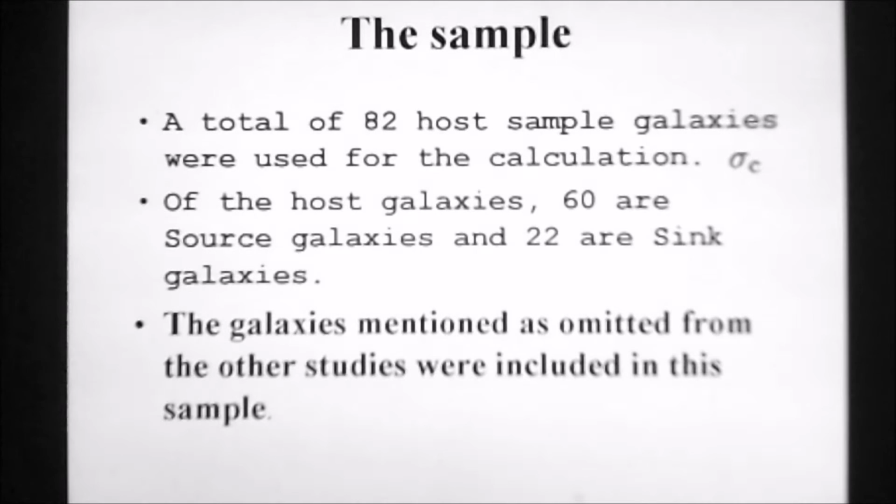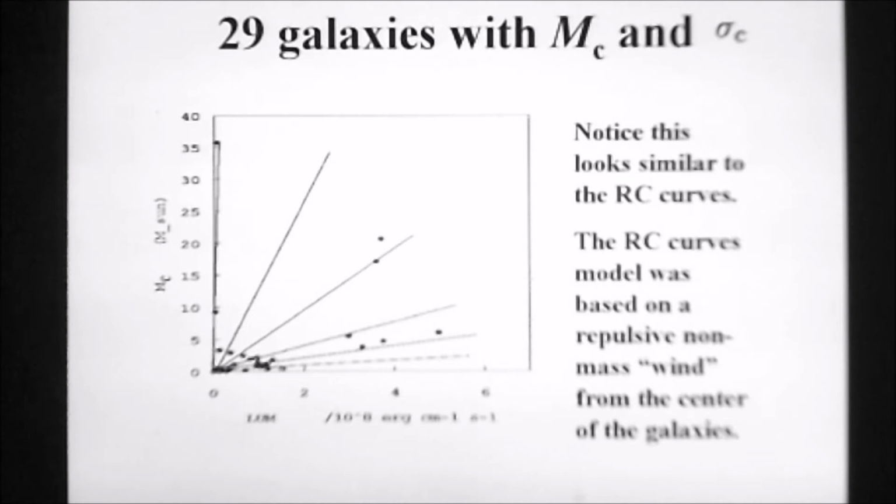A total of 82 host sample galaxies were used for the calculation. Of the host galaxies, 60 are source galaxies and 22 are sink galaxies. Source galaxies are spiral galaxies, sink galaxies are elliptical galaxies. The galaxies mentioned as omitted from the other studies were included in this sample. 29 galaxies had both a central mass and a central velocity dispersion calculated for them.